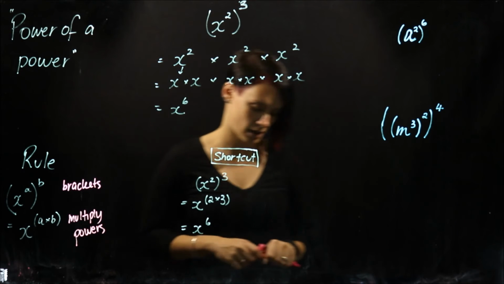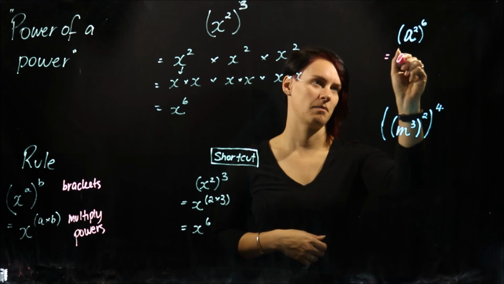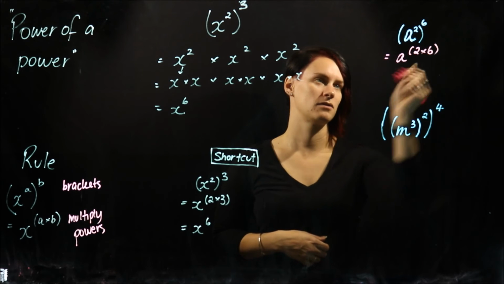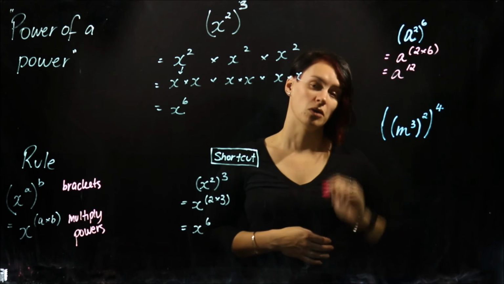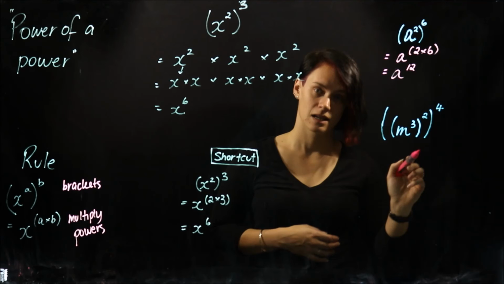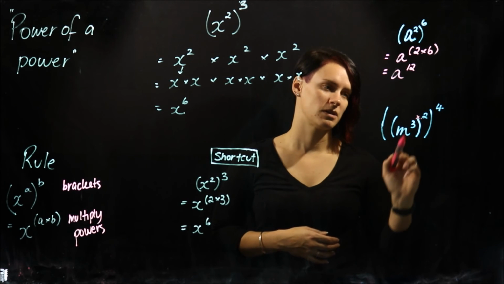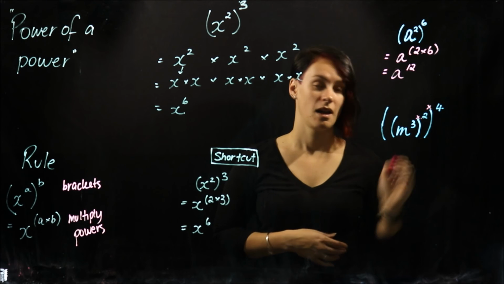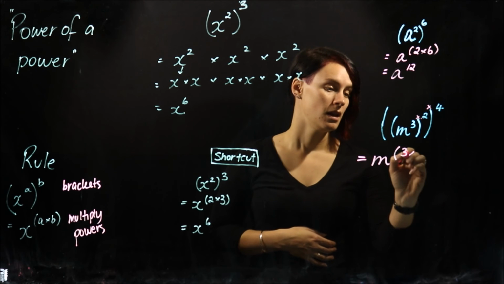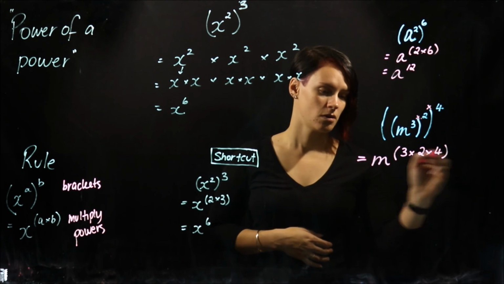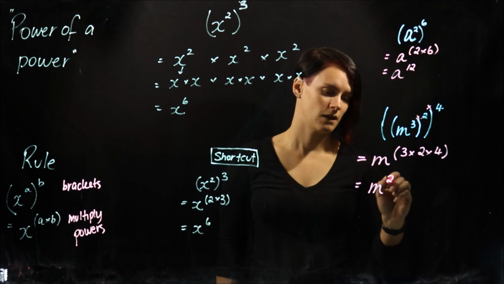Okay, so let's try a few of these right now. We've got a to the power of 2 all to the power of 6, so our shortcut method will simply say a to the power of 2 times 6, which is a to the power of 12. Nice and simple. Now we've got a whole lot of these things inside brackets. We know that if we have this power and this power, what we do is multiply them together. So it's no different by adding in a third. So our final answer here would be m to the power of 3 times 2 times 4, which is going to be m to the power of 3 times 2 is 6, times 4 is 24.